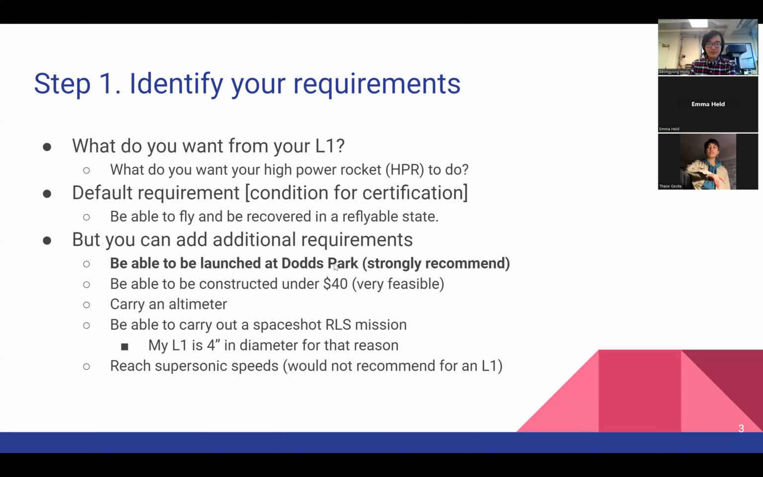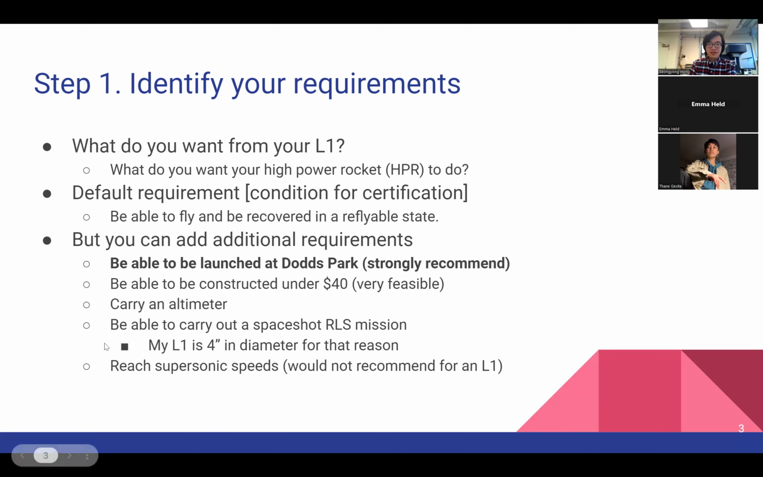Another popular requirement is cost, because we're college students and we're broke. So being able to construct your rocket under $40, I think that's very reasonable. By the way, this $40 is before motor costs. Another popular requirement was being able to carry an altimeter, like the Peanut altimeter or the Stratologger or the TeleMetrum if the avionics team lets you borrow it. I don't think they will, but yeah.